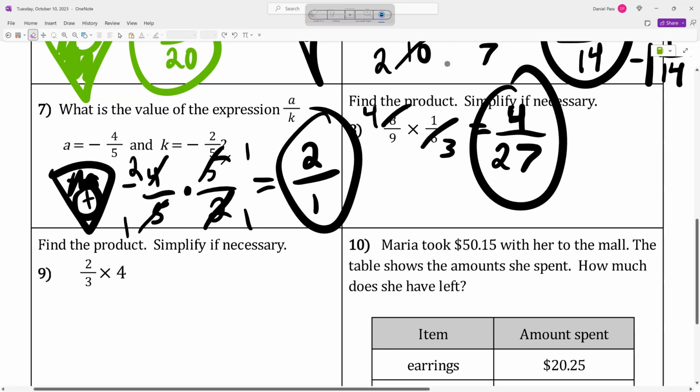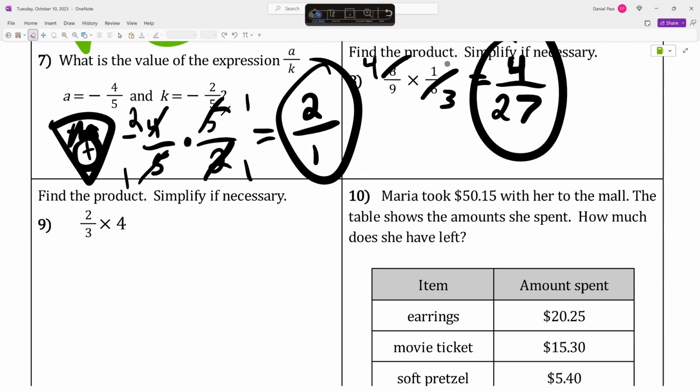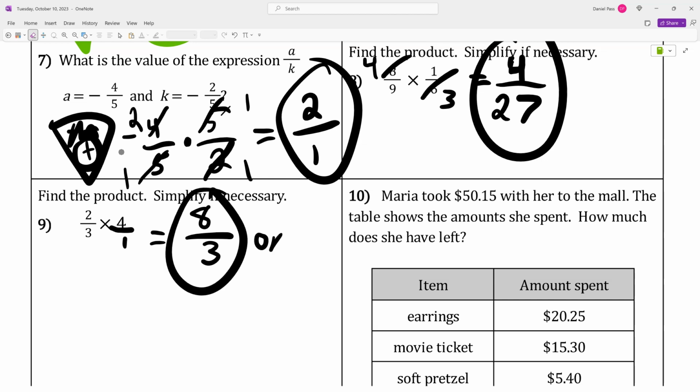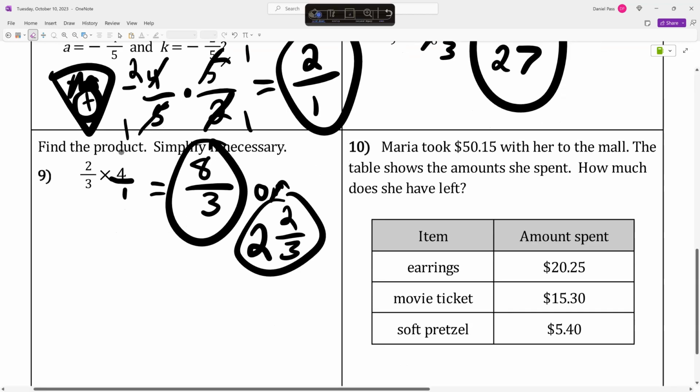Okay, so you're doing number 9, aren't you? Okay, go ahead. So we put 1 under the 4, so this is 4 over 1. Then we do 2 times 4 equals 8, and 3 times 1 equals 3. So 8/3, or 2 and 2/3, yeah. Okay, great. Only one more.